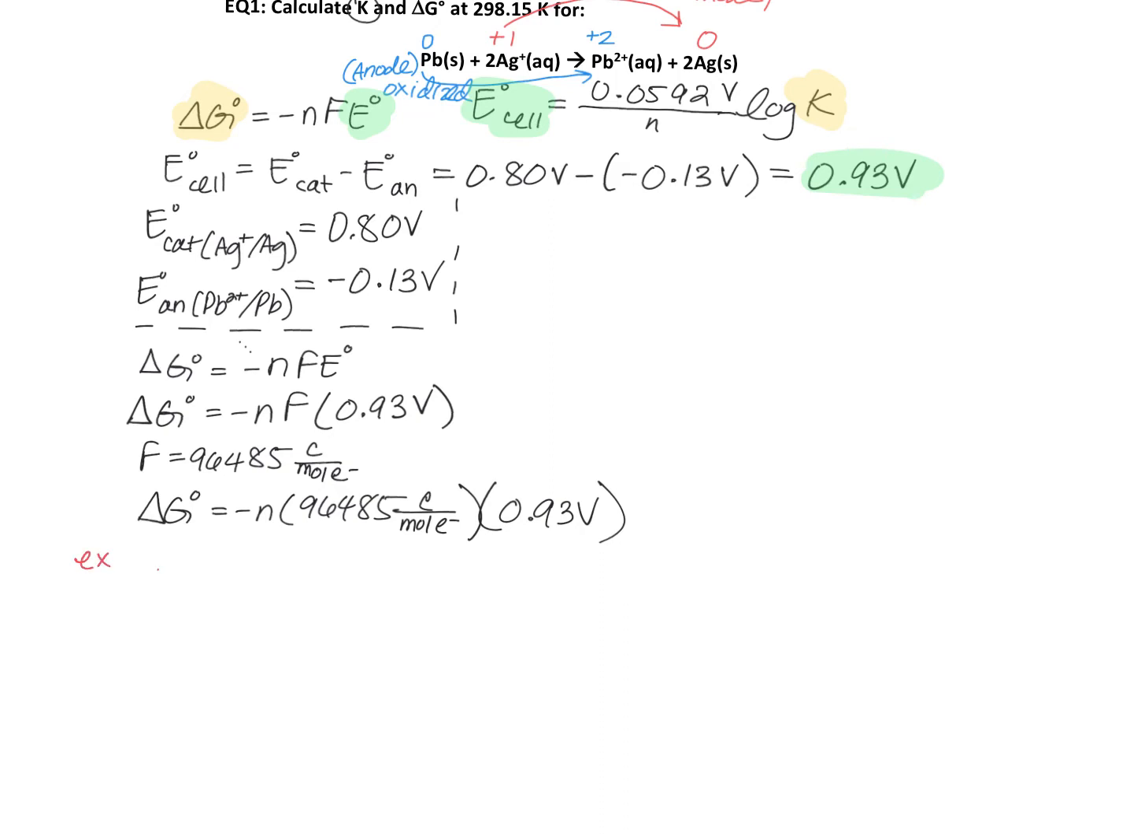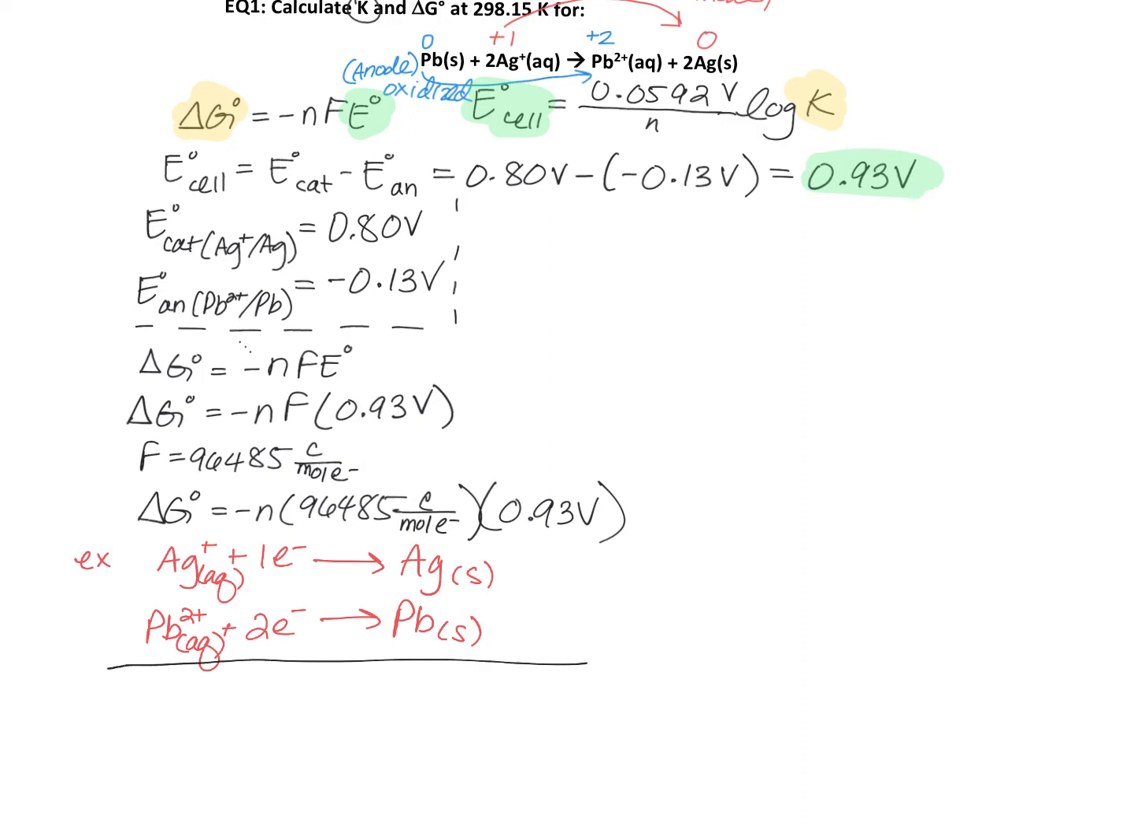So you have your two half reactions. You have silver. If you look at the standard electrode potential chart, you'll see this half reaction. You'll see silver plus 1 electron gives you silver solid. Okay, so that's the half reaction you're looking at. And then for lead, you'll see lead 2 plus 2 electrons gives you lead solid. All right, so in order for this total reaction to make sense, what you would first need to do is flip your oxidation half reaction, which would be this one. So I want to flip that.